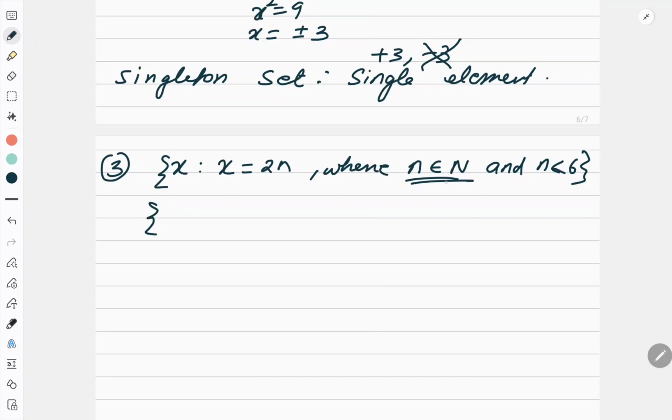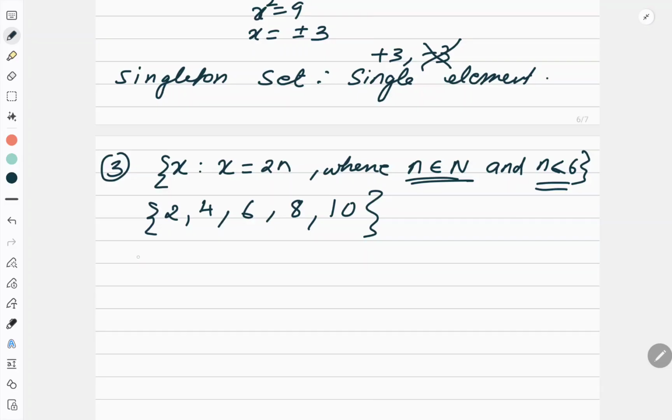N belongs to natural numbers. So first you put n is equal to 1, so 2 will come. Now put n is equal to 2, so 4 will come. 3 means 6 will come, 4 means 8 will come, 5 means 10 will come. Now 6 I cannot take because it is defined that n is less than 6. So this is a finite set.